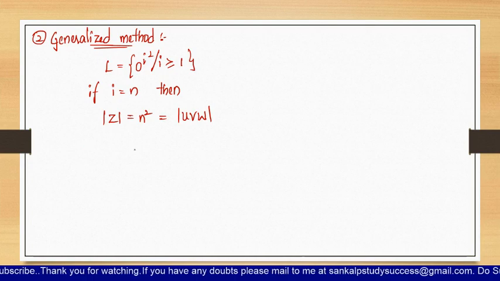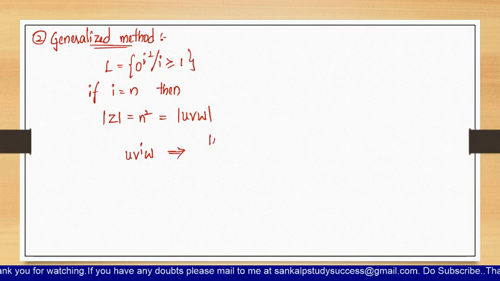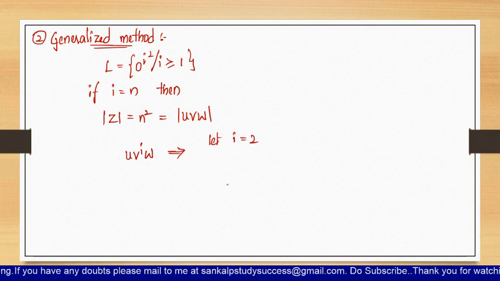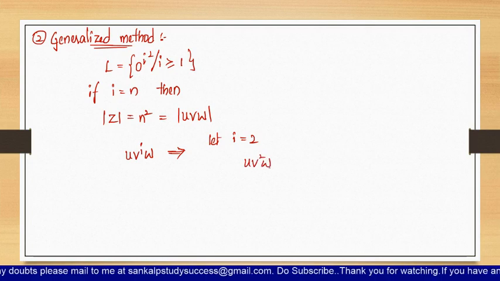Now we are going to take u, v power I, w, correct? So let me consider I equals 2. I'm going with a small value, I equals 2. If you want I equals 3, 4 and 5, then you can proceed with those as well. So if I equals 2, then it becomes u, v square and w, right?